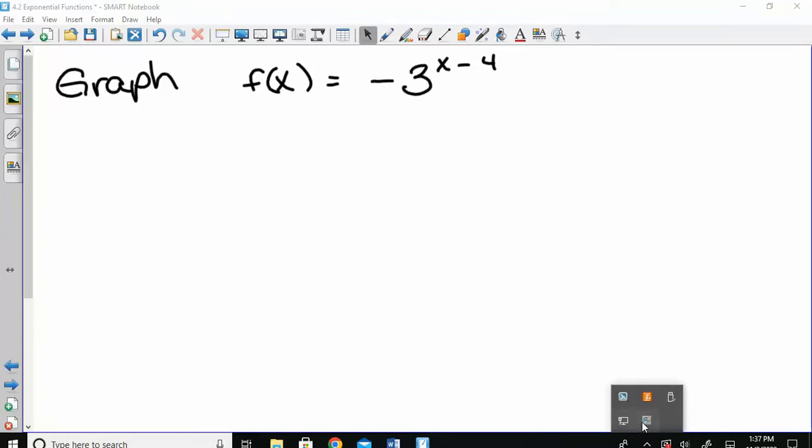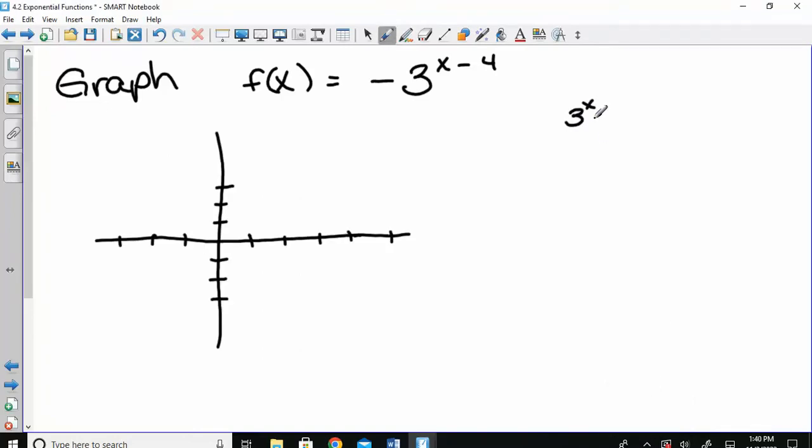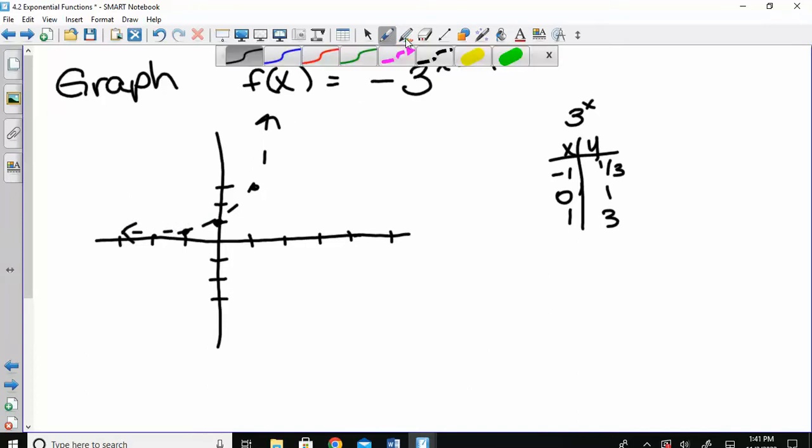Parent function and transformation. The parent function, 3 to the x, is the one where I expect the 3 points, -1, 0, and 1. When I put in -1, 3 to the -1 is 1/3. 3 to the 0 is 1, and 3 to the first is 3. So that's the parent. Does my horizontal asymptote move this time? No, that's only going to change if we move up or down.